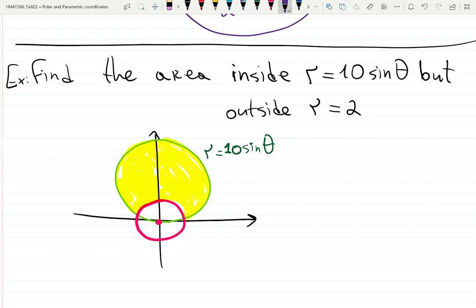And then r equals 2 is a circle that's centered at 0. Radius is 2. We need to find this shaded area. So what we're going to do, we need to find this formula. First of all, write down the formula. Solution.